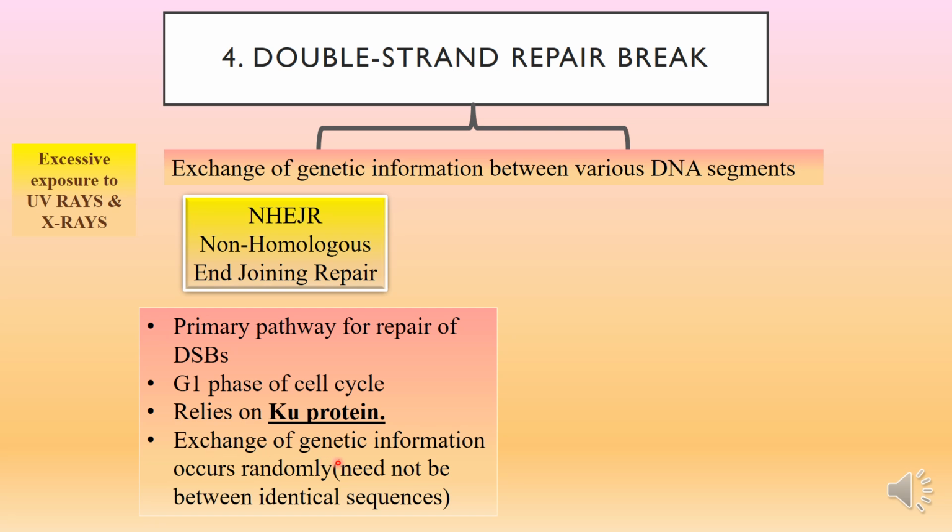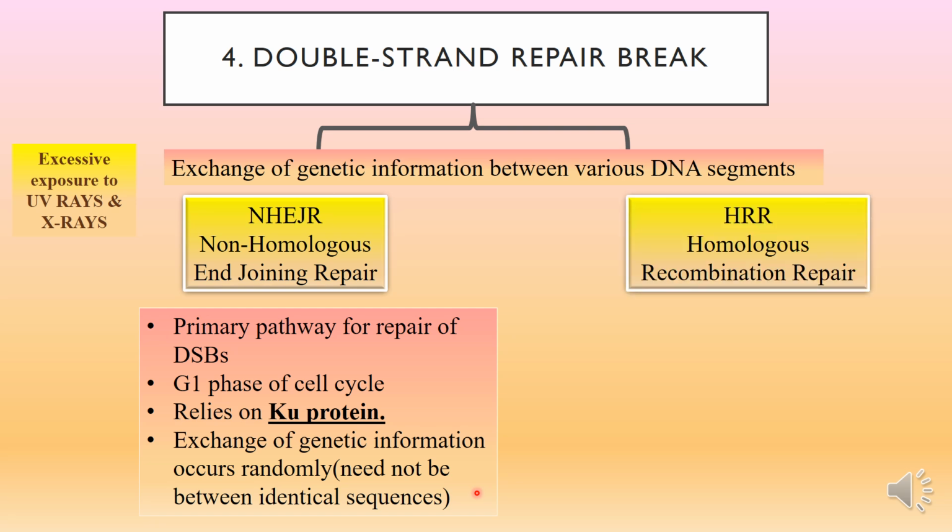The exchange of genetic information occurs randomly. It need not be between identical sequences. So that is why it is known as non-homologous end joining, because in the joining of the chromosomes, the exchange of genetic information is random, and so they need not be identical sequences. So that means it is non-homologous.